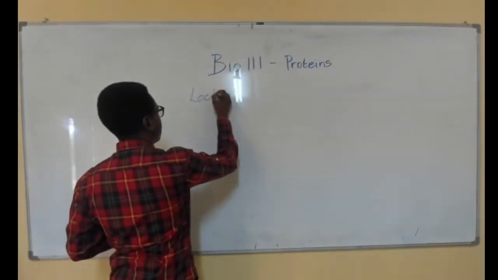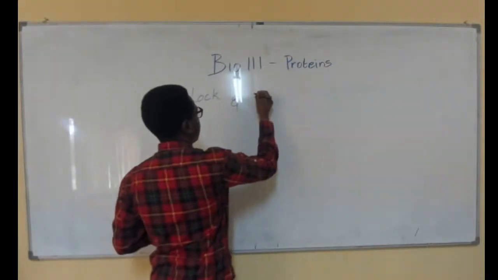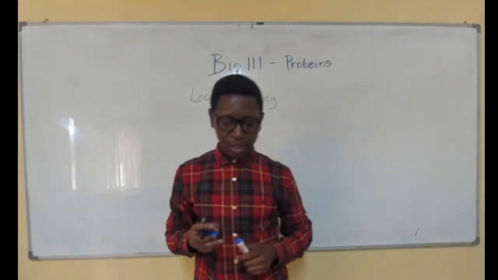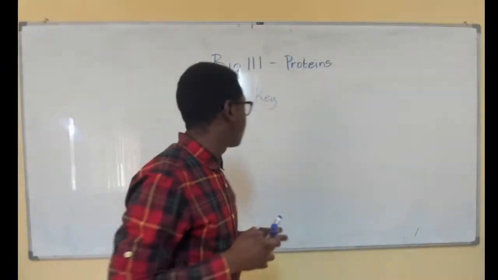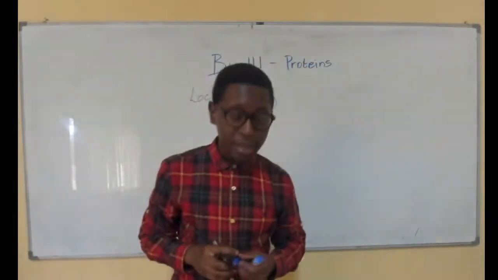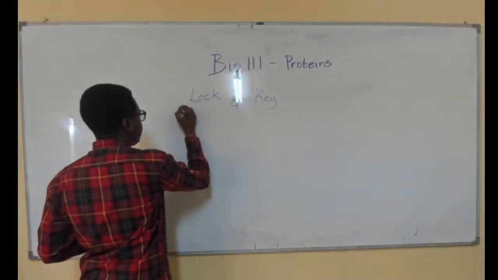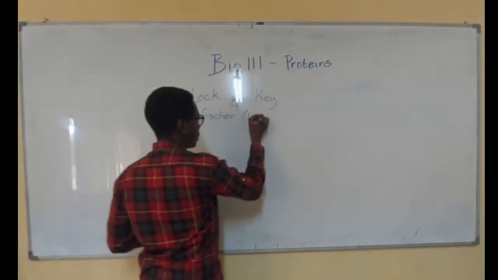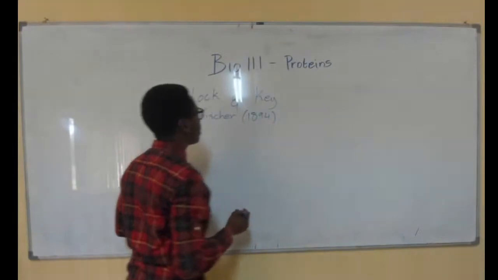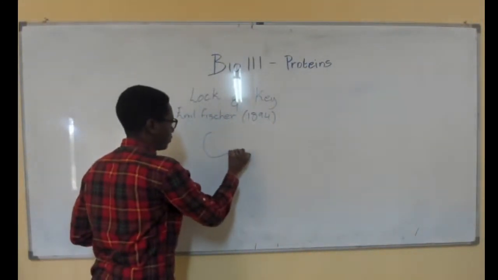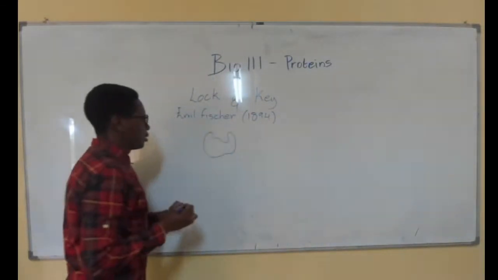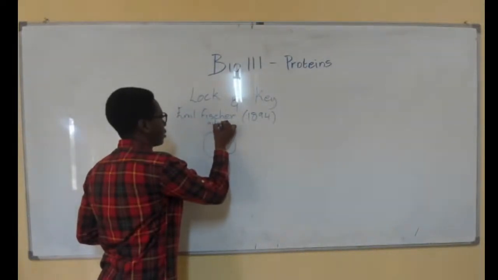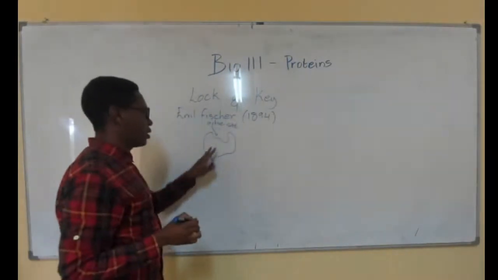The lock and key. This hypothesis was proposed by Emil Fischer in 1894. Emil Fischer was a chemist and he proposed this hypothesis in 1894. So he says, an enzyme, so we know that an enzyme has what's known as an active site, which has a particular shape.